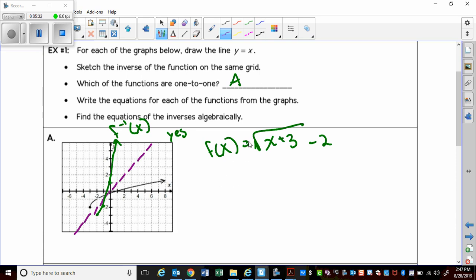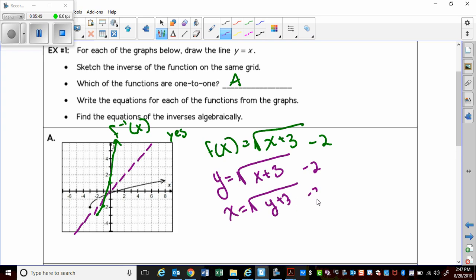In order to find the inverse, our first step is to make this a y. y equals the square root of x plus 3, and then minus 2 on the outside of the square root. And now I'm going to switch the x and y. x equals the square root of y plus 3, and then minus 2. Now I have to solve for y. So I'm going to add the 2 to move it to the other side, plus 2, plus 2. So then I have x plus 2 equals the square root of y plus 3.